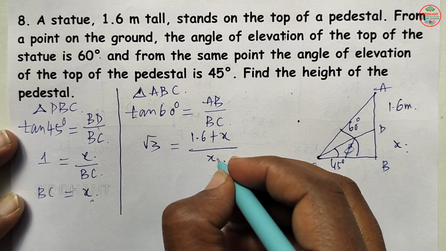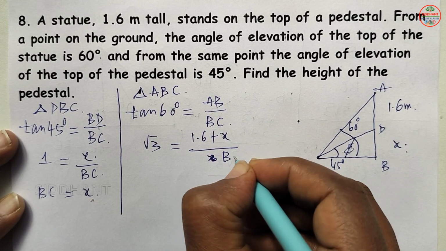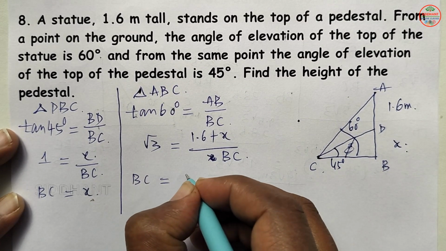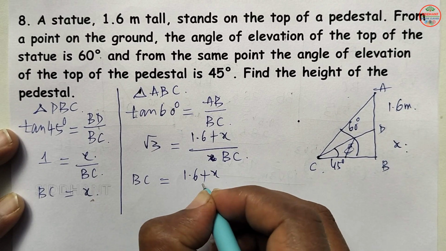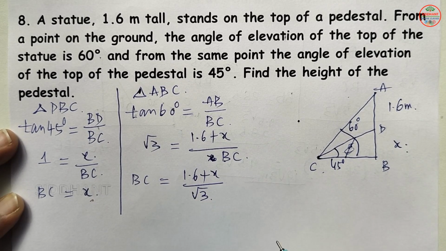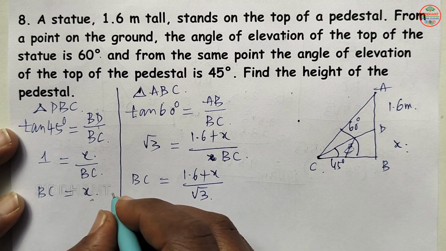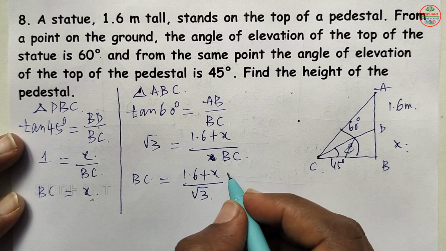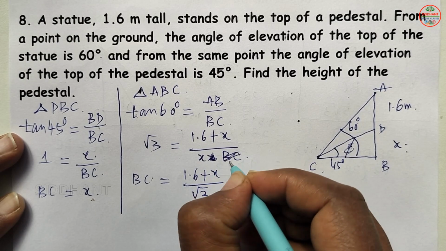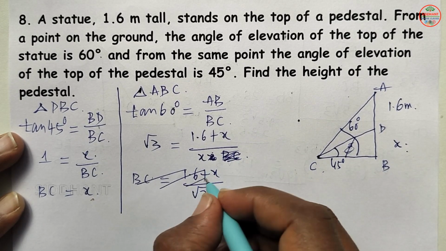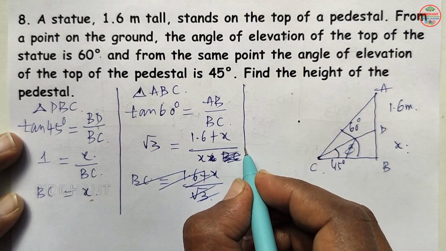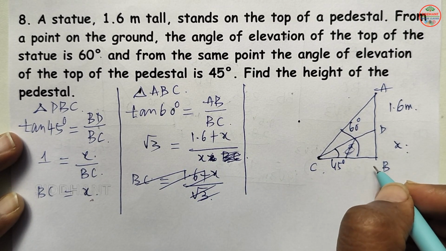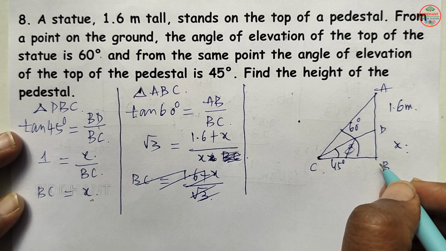BC we are going to find out here. So BC equals 1.6 plus x by root 3. But BC, we got x, so directly we can write x here. So no need to. Now we take the x value, and we get the height of the pedestal.